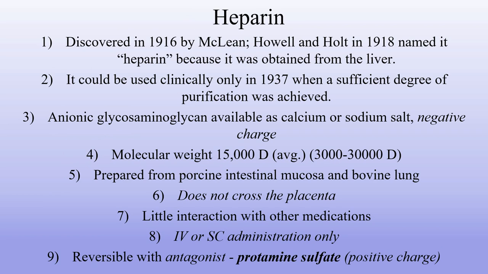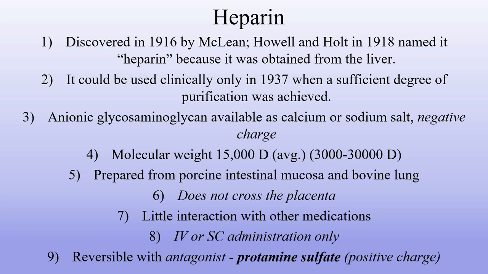Heparin. It was discovered in 1916 by McLean. Howell and Holt in 1918 named it heparin because it was obtained from the liver. It could be used clinically only in 1937 when a sufficient degree of purification was achieved.